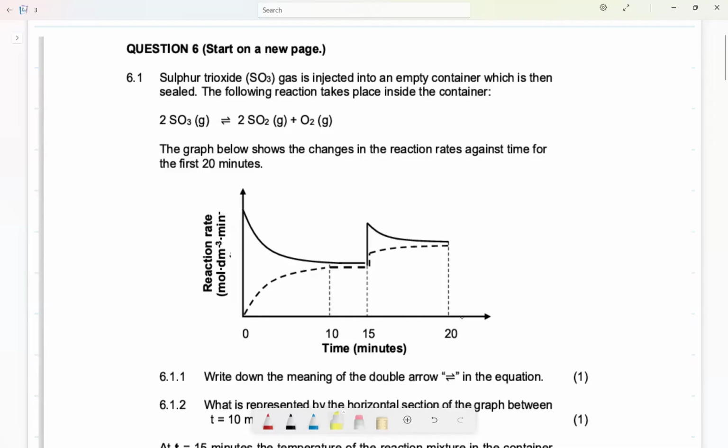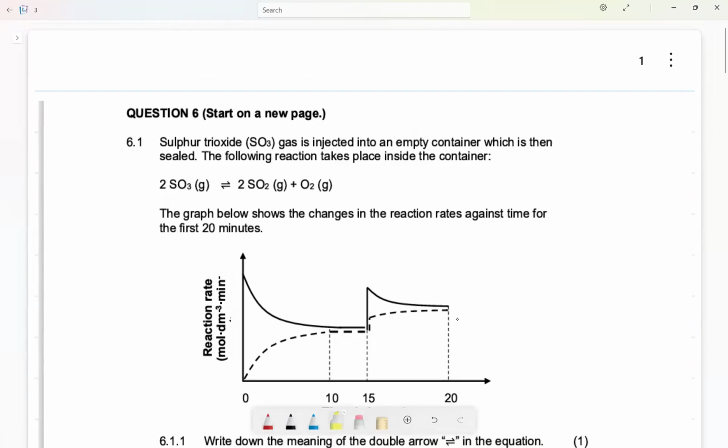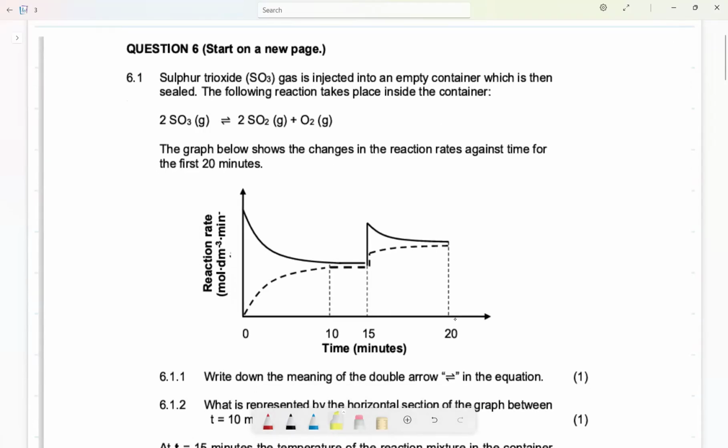Now, in today's video, let's look at question 6, which is also chemical equilibrium. I want us to get used to this type of exam question. It says sulfur trioxide gas is injected into an empty container, which is then sealed. The following reaction takes place inside the container. Here's that reaction.